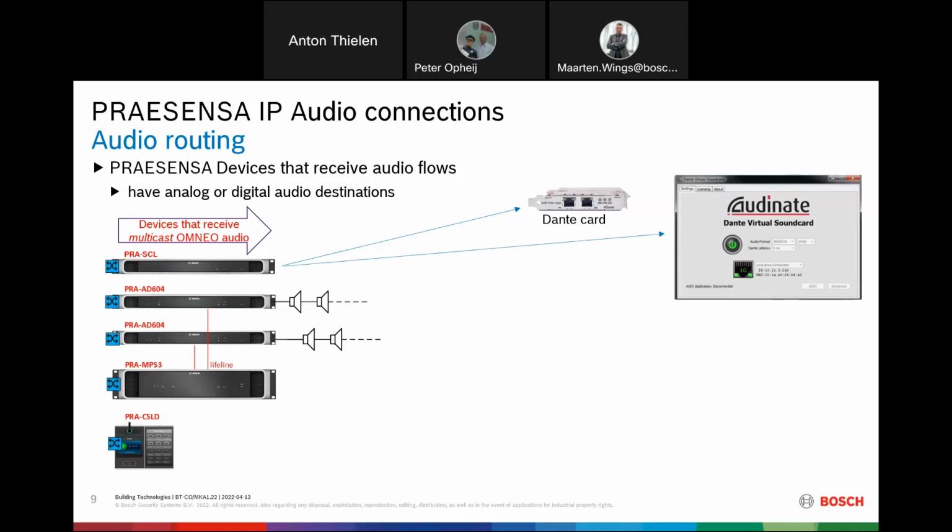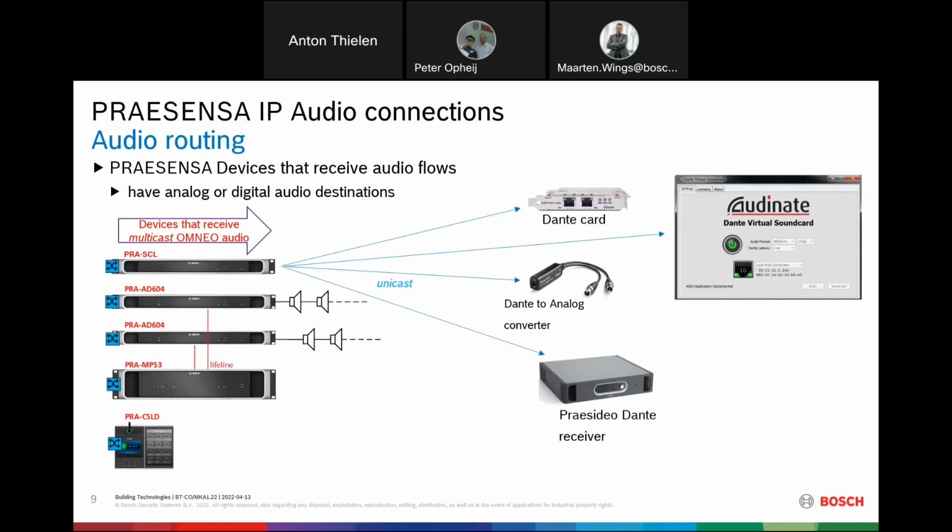Again, that Dante virtual sound card could receive also like playing, but it can also receive audio. So you could also use it, for example, to do some recording or that kind of applications you could think about. You have also Dante to analog converter. So that's just the other way around. That converts your Omnio or Dante audio from the PRAESENSA system into an analog output. And there you have also, again, these dozens of different types which can do this.